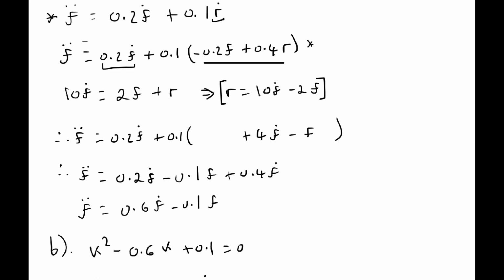So I have f dot dot is 0.2 f dot plus 0.1, and I'll just redo this bit. So minus 0.2f plus, and then it's 0.4 times 10 f dot take away 2f. So if I do that, 0.4, I get 4 f dot take away 0.8f, and minus 0.2f take away 0.8f is just minus f. And then I get f dot dot is 0.2 f dot take away 0.1 f, that's expanding this bracket, and then plus 0.4 f dot here.